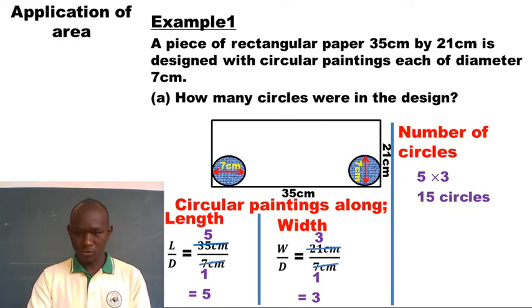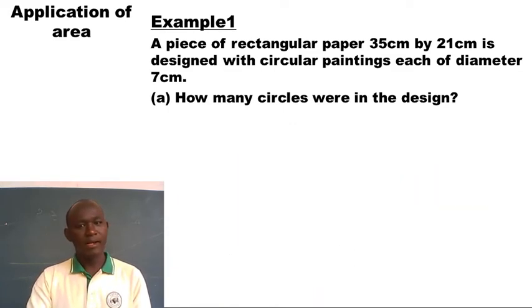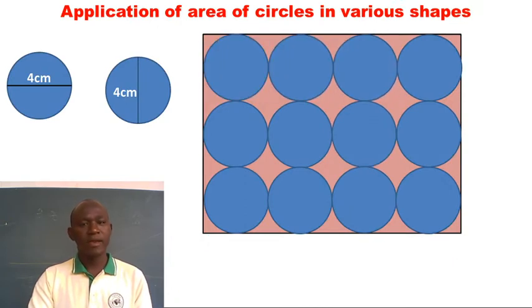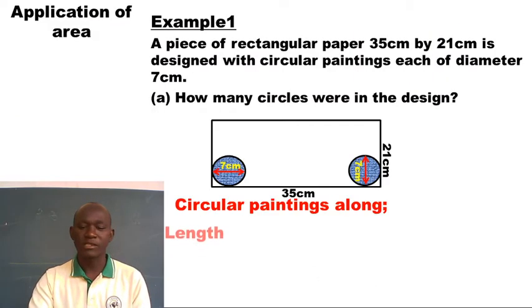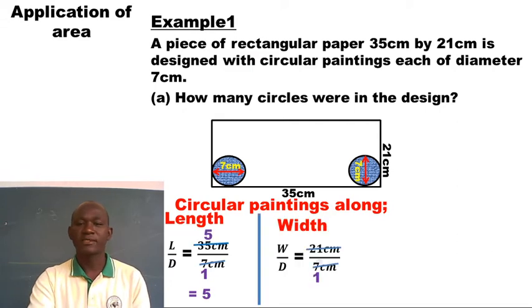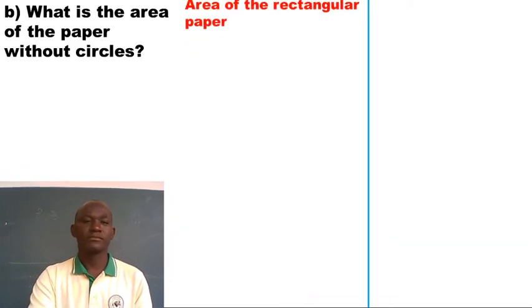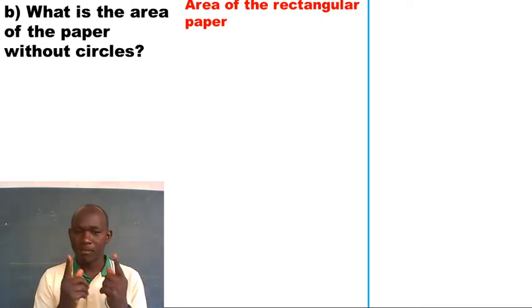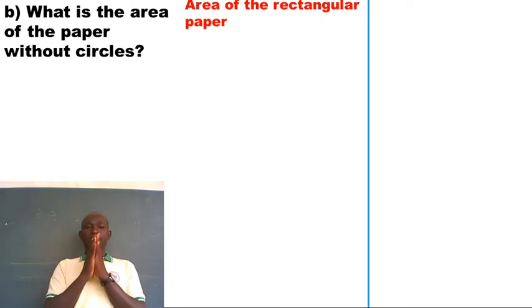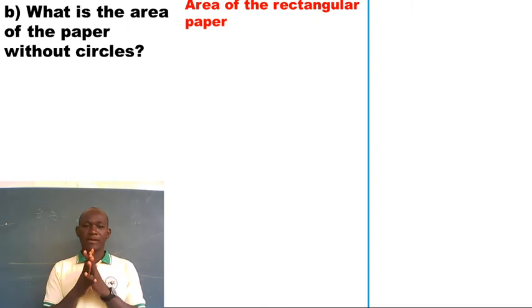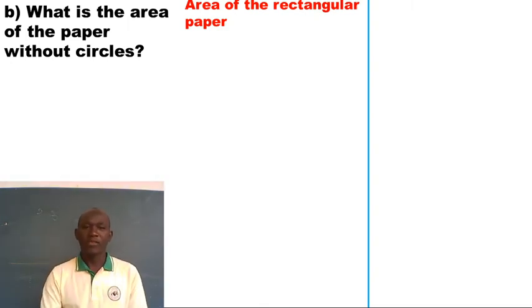Let's look at the next question. But before we go to the next question, I want to take you back to this. Remember, even after filling in, there's always space left. I think our next question is going to handle that part of the space left. What is the area of the paper without circles? I took you back and you saw that there were some spaces which did not have circles. So how do we get that?